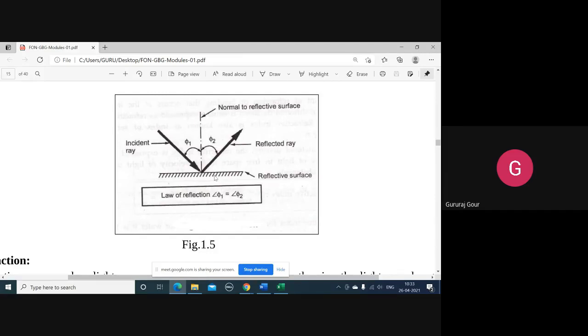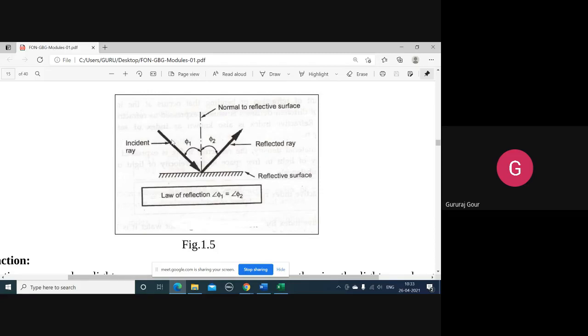And this dotted line that you are seeing is the normal to the reflective surface. That is always going to be orthogonal to the reflective surface. Orthogonal means 90 degrees. They are all 90 degrees. Normal means you should always keep in mind it is 90 degrees.